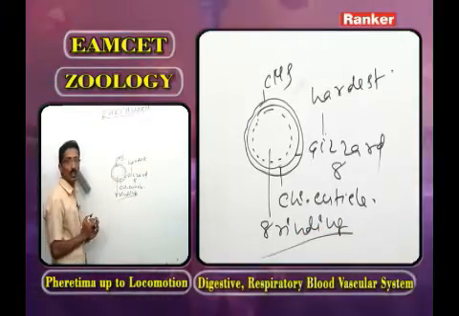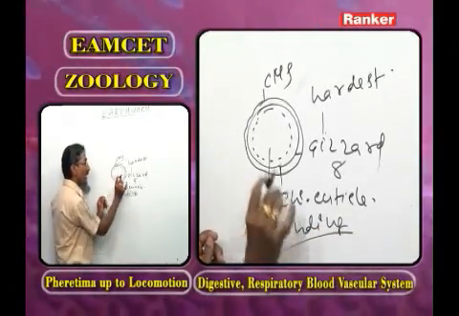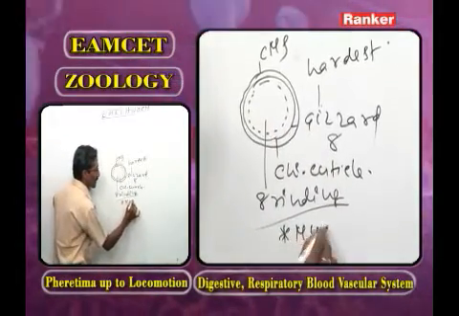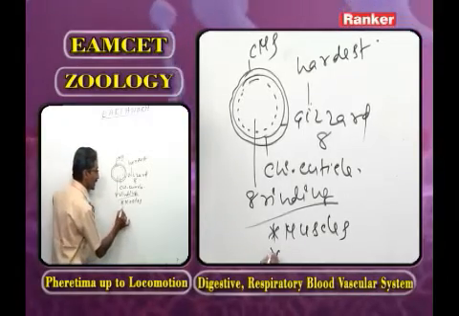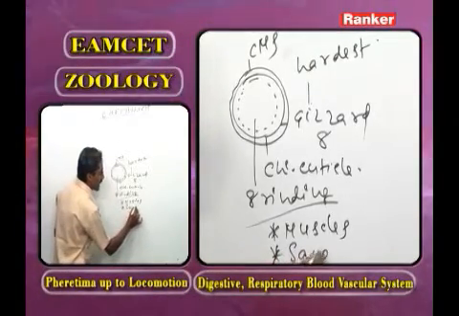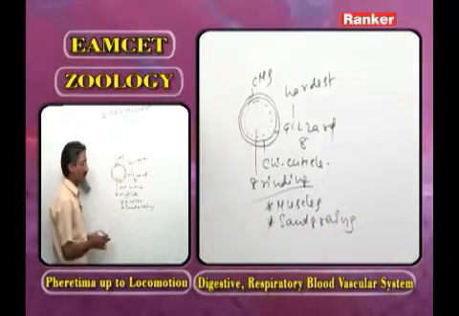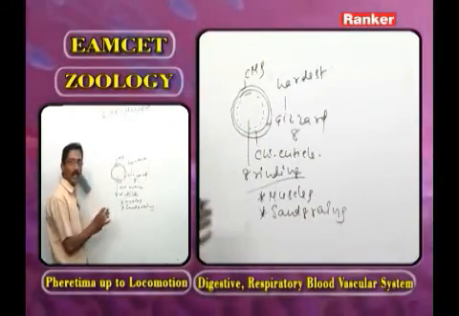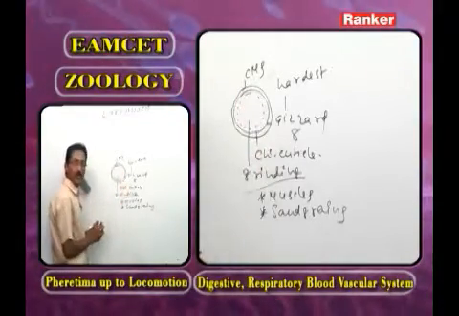Now here what is the question? What are responsible for the grinding of food materials? One answer is the muscles. The muscles help in the grinding of food materials. The second one is the sand grains, which also help in the grinding of food materials. So what is the hardest part? Gizzard. Why is it hardest? It is lined inside by chitinous cuticle.